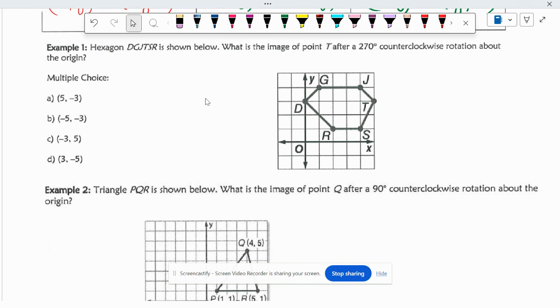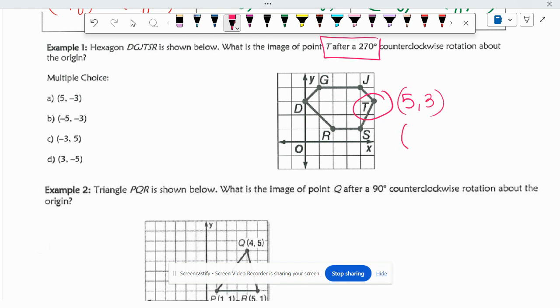Okay. So 270 degrees. It says we're going to take this hexagon and rotate it 270 degrees. And I just need to know what point T is after it's rotated. So what is point T currently? What is the ordered pair for point T right now? Right now, T is the ordered pair (5, 3).